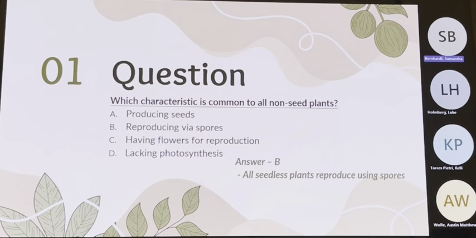So the first assessment question is, which characteristic is common to all non-seed plants? Producing seeds, reproducing via spores, having flowers for reproduction, or lacking photosynthesis. And then the answer is B, all seedless plants reproduce using spores.